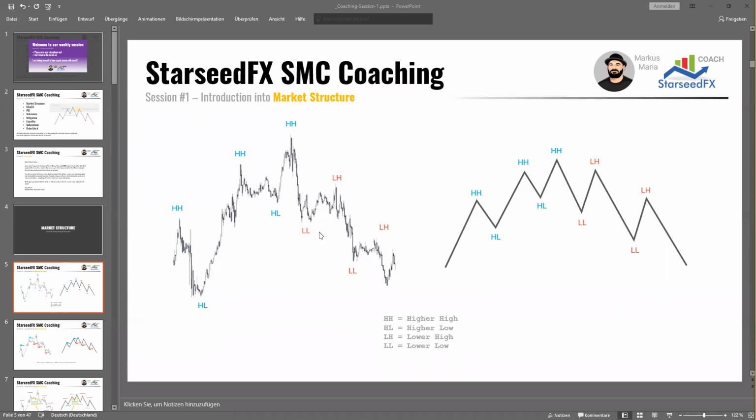And what this means, I'm not saying it now because we will have additional slides, but I think you can already see from the color, you have a blue color for an uptrend and a red color for a downtrend. And this should indicate a little bit where we want to go.